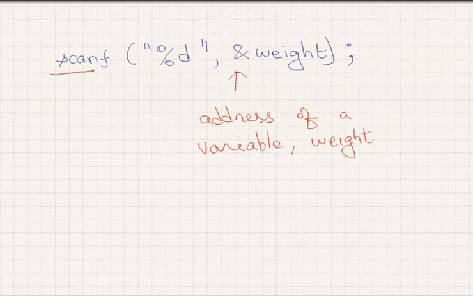Okay, so this is the input function. Scanf is the input function. That means the user is providing a value for us, and we are going to store it in the variable weight. And why we need this ampersand is the question, right? We are looking into this scanf function. The scanf function requires the format specifier and the weight.